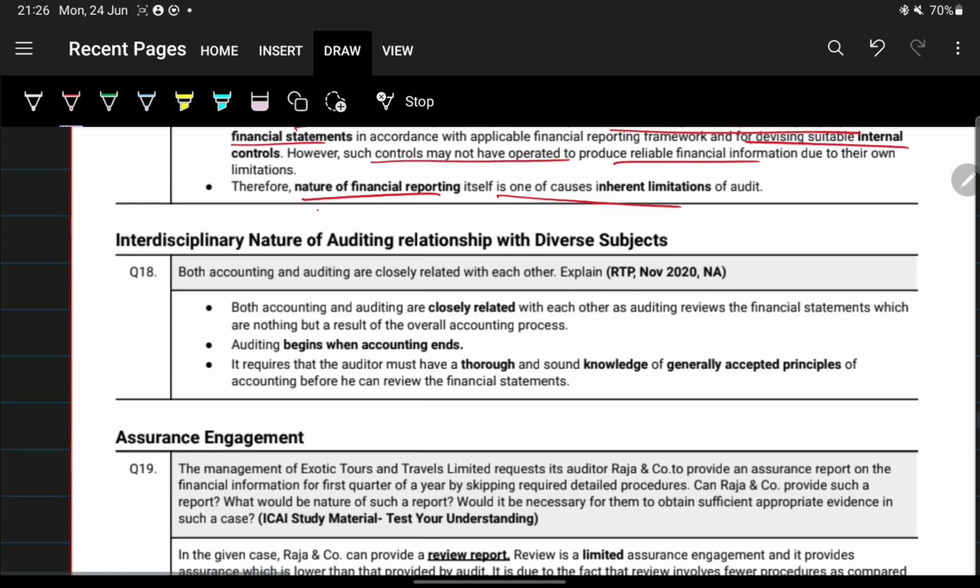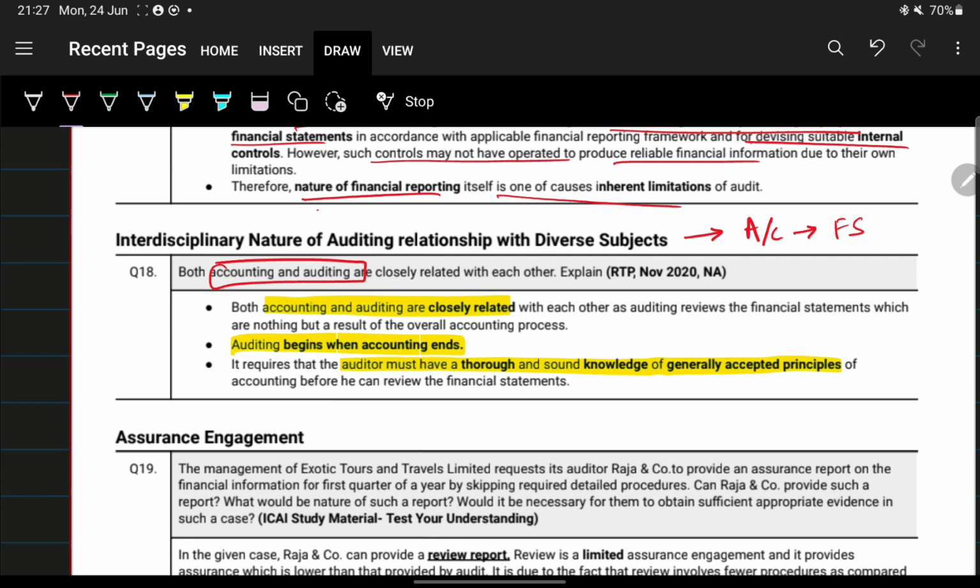Okay, next, interdisciplinary nature. Basically this is audit and accounts, and in the last it was audit and law. Basically how both of them are interrelated. So firstly, when it comes to auditing, obviously accounting is related to the financial statements. Financial statements cannot be prepared without a thorough knowledge of accounting, and both are closely related, right? So that's the first point. Both accounting and auditing are closely related. Auditing begins when accounting ends, right? It requires that the auditor must have a thorough and sound knowledge of generally accepted principles, right?